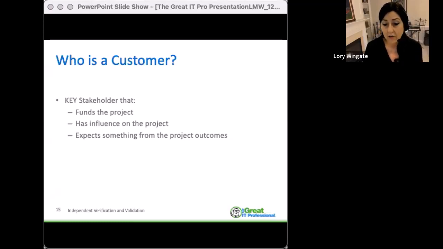The key stakeholder is a person who is holding a role where they not only define what success looks like, but they're also responsible for validating at the end of the project that the outcomes of the project are meeting their needs, meeting what they want, what they are hoping to get from this.